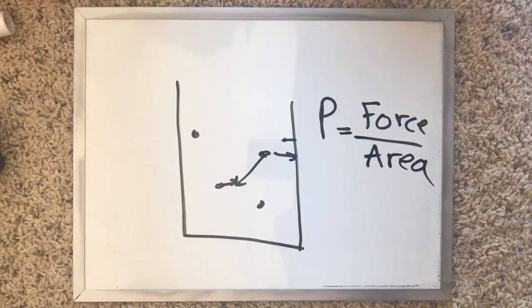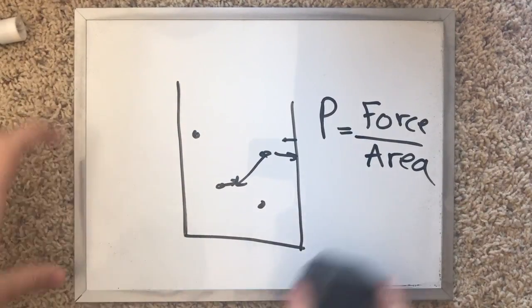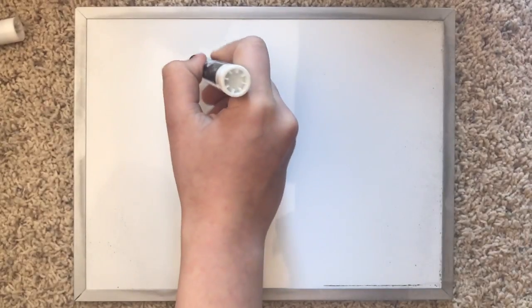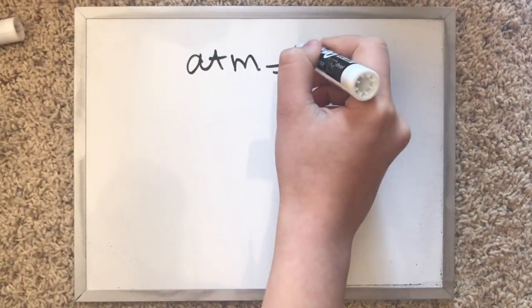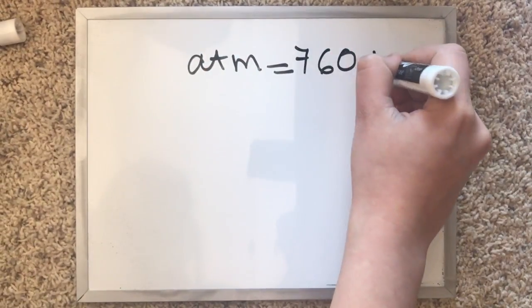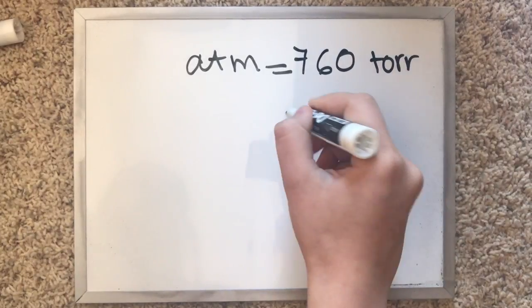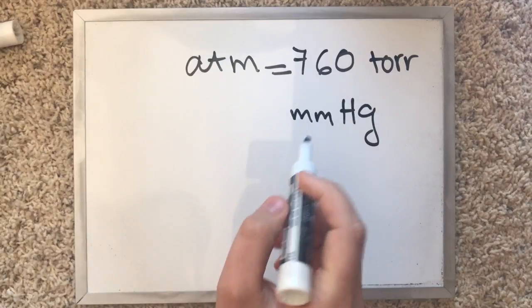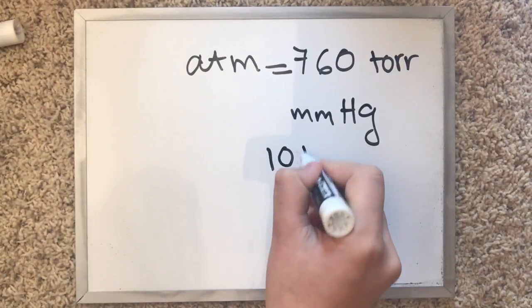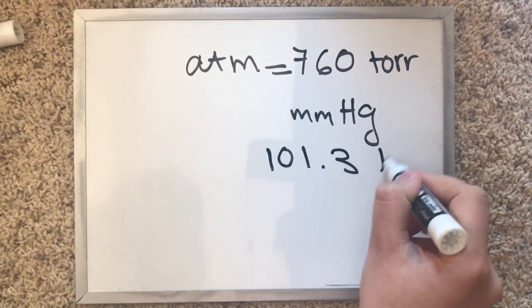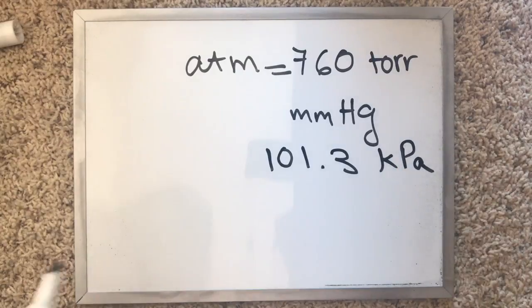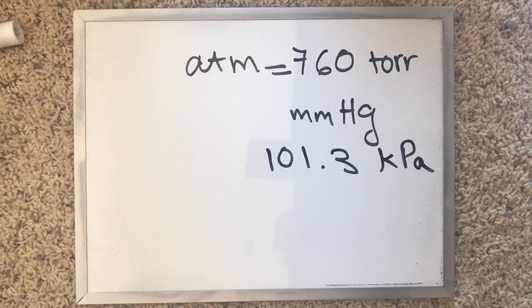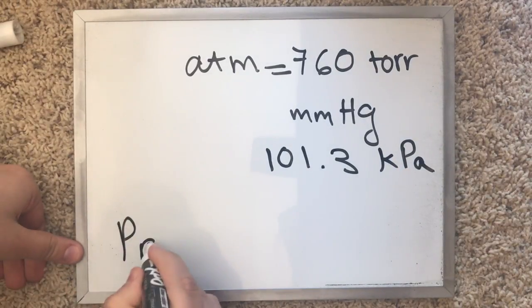Now let's learn about units of pressure. The most important one is ATM, which equals 760 torr or millimeters Hg, which is mercury, and 101.3 kilopascal. And what does pressure depend on?